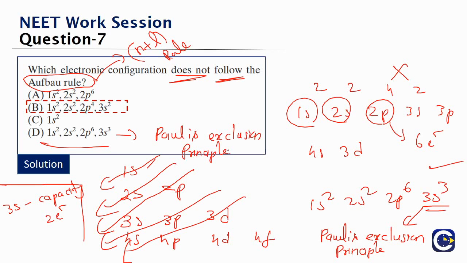The Pauli's exclusion principle states what? No two electrons in an atom can have same values for all the 4 quantum numbers, which means the electrons in an orbital will anyway have the same magnetic quantum number, same azimuthal quantum number, same principal quantum number. The only difference will come in terms of the spin quantum number. Spin quantum number can have 2 possible values, either plus half or minus half. So which means what? The maximum number of electrons in an orbital will be just 2. So Pauli's exclusion principle limits the capacity of the orbital.